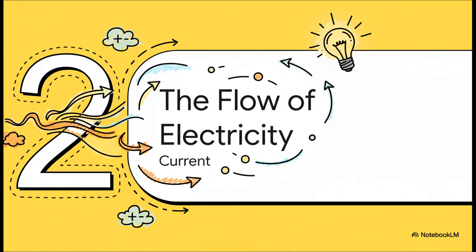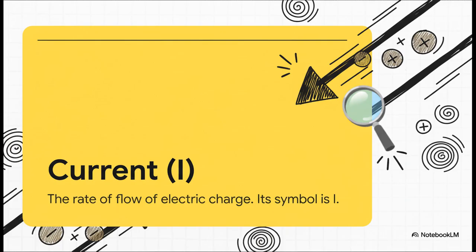All right, so having charge is one thing. But honestly, the real magic, the stuff that powers our entire world, happens when those charges start moving in a coordinated way. That flow has a name, current. Okay, picture a river for a second. The water itself, that's our charge. But the current, that's how much water is actually flowing past a certain point every single second.